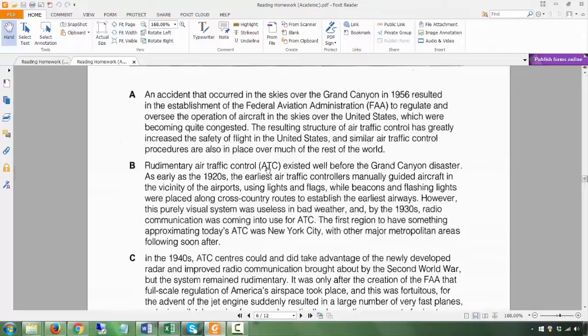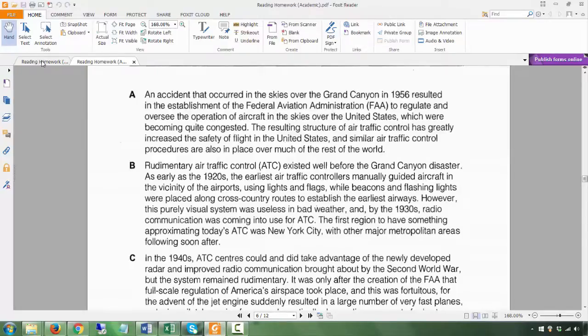Okay, ATC existed well before this disaster. As early as the 1920s, the earliest air traffic controllers manually guided aircraft in the vicinity of airports using lights and flags, while beacons and flashing lights were placed along cross-country routes to establish the earliest airways. Now, however, this purely visual system was useless in bad weather, and by the 1930s, radio communication was coming into use. So it does seem to say that this purely visual system was useless in bad weather. And then it says that radio communication was coming into use.